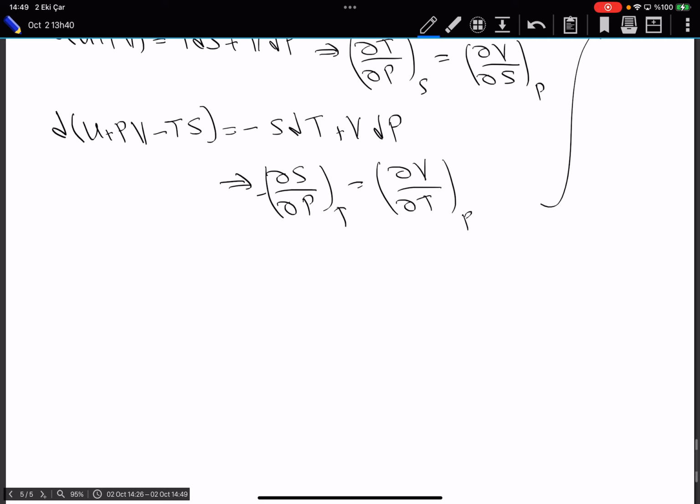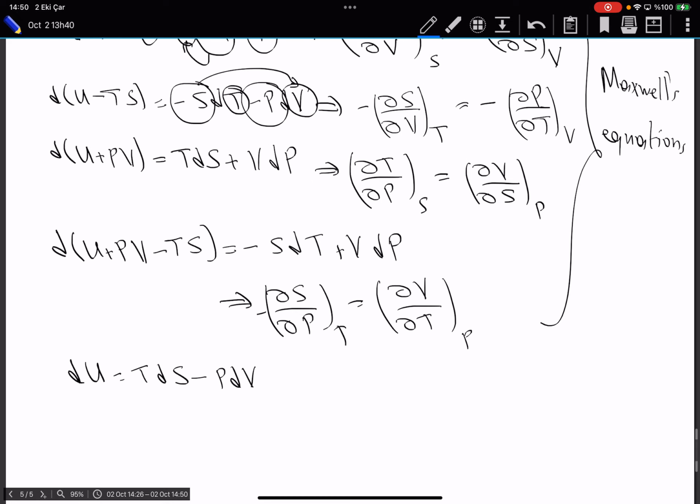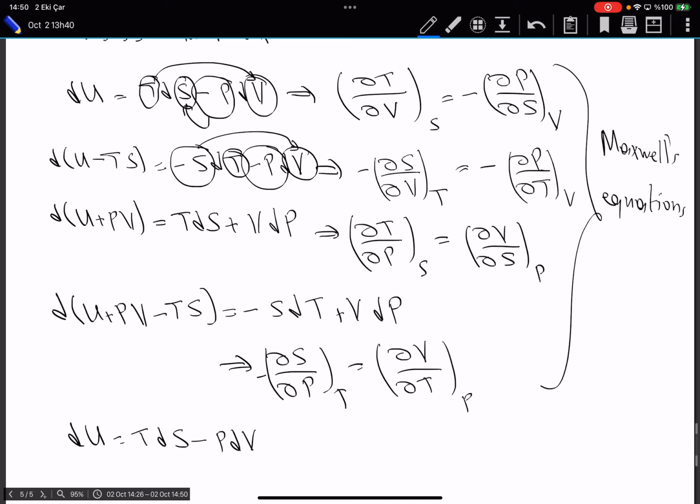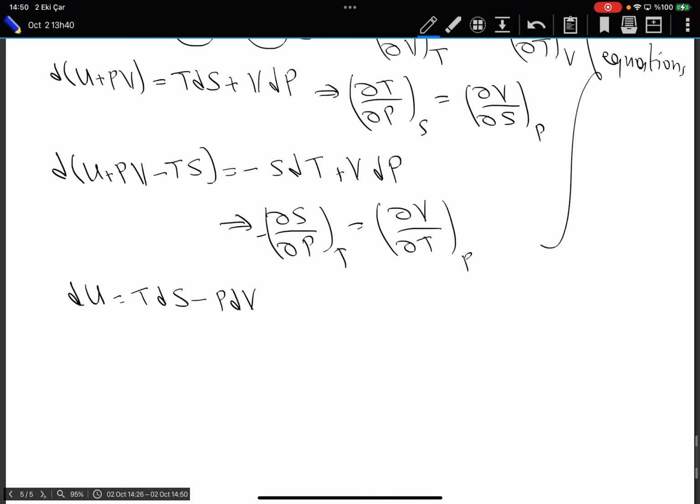Well, one thing to keep in mind, let's look at this one. By making these tricks, writing TdS as the differential of T times S minus SdT, etc., it allows me to treat S or T as my independent variable. Similarly, P or V as my independent variable. So these are my so-called conjugate variables.